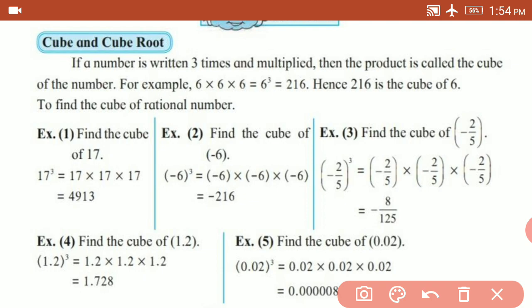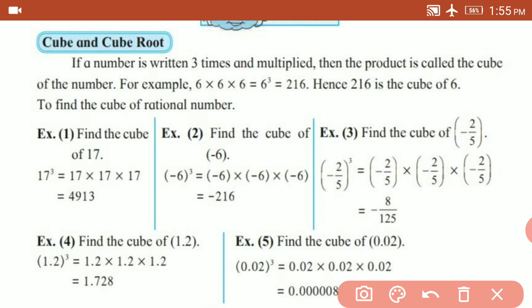Then example number 3, find the cube of minus 2 upon 5. That is, minus 2 upon 5 bracket cube is equal to minus 2 upon 5 into minus 2 upon 5 into minus 2 upon 5. If we multiply this one, we get minus 8 upon 125. And fourth, find the cube of 1.2.